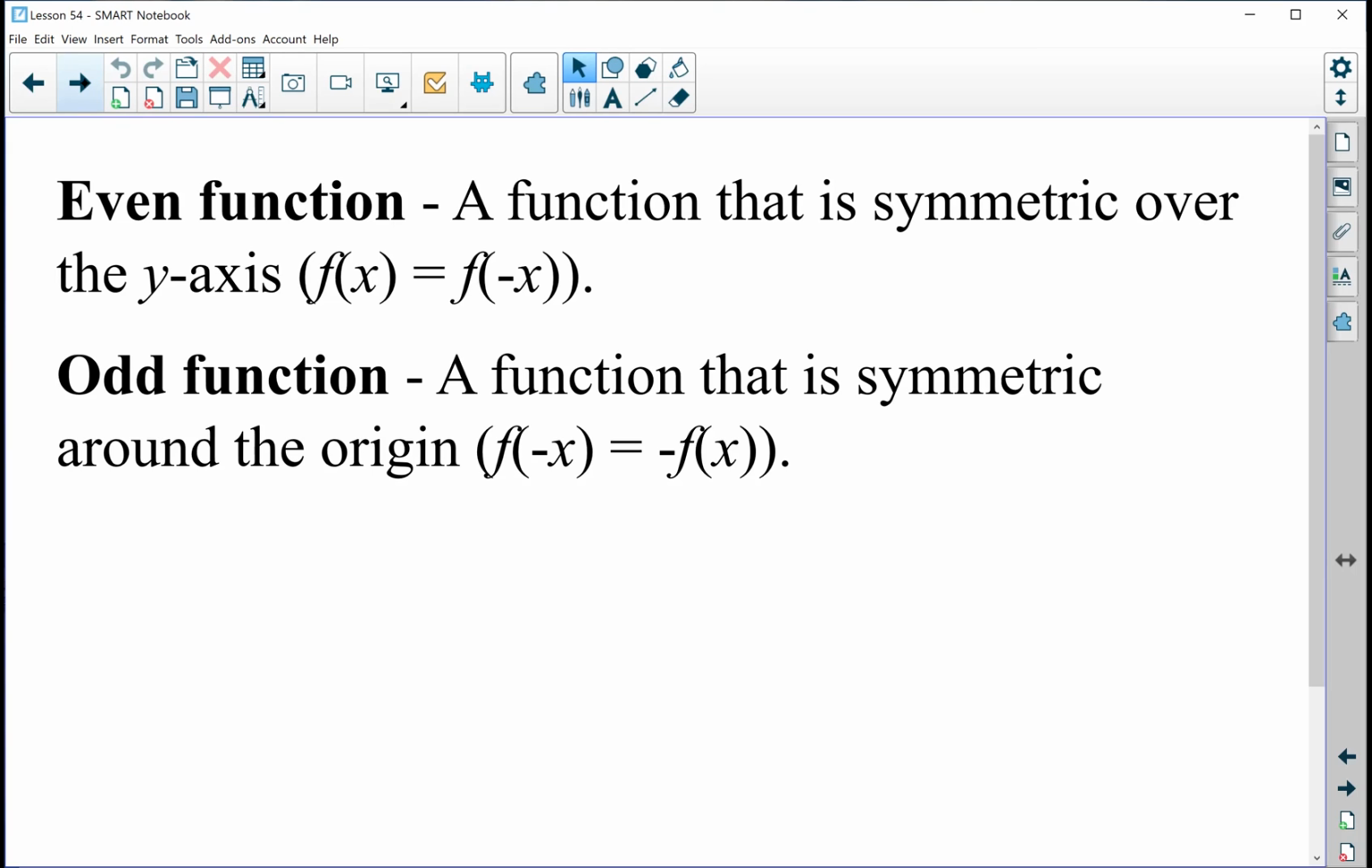An odd function is a function that is symmetric around the origin. And for that one, if I plug in the opposite of a value, I get the opposite y value. So for instance, x cubed is odd. If I plug in -2, I get -8. If I plug in +2, I get +8. So the opposite x value gives me the opposite y value. It's great. It's awesome stuff.